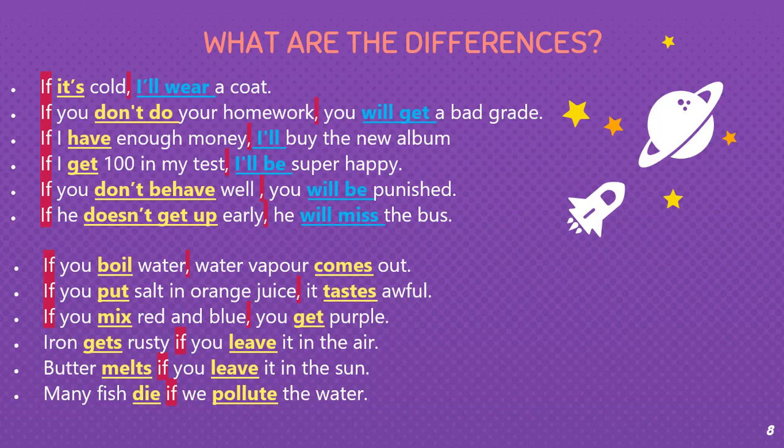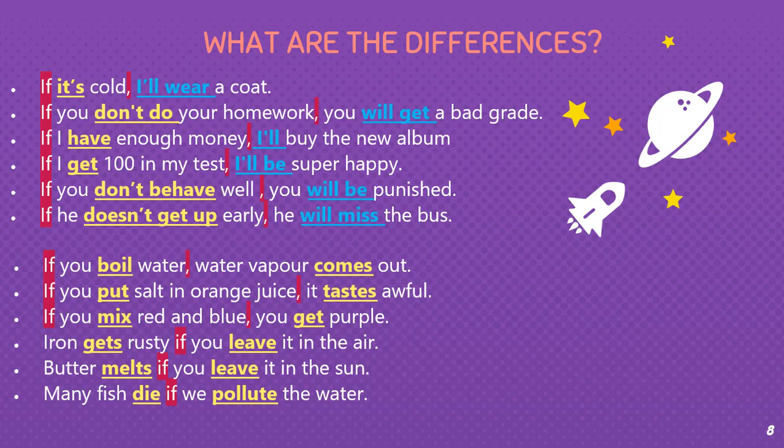As for the second part of the sentences, we will find out that the verbs are in the future tense, which is will plus the verb in the base form or the infinitive form. For example, I'll wear, I will get or you will get, you will be, you will miss, and so on.